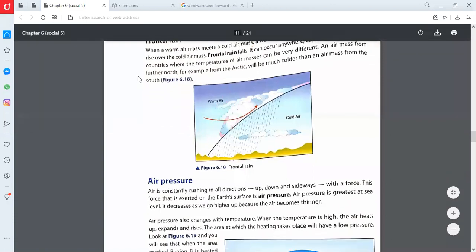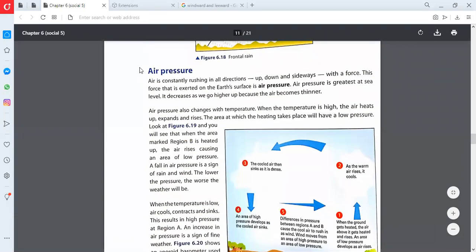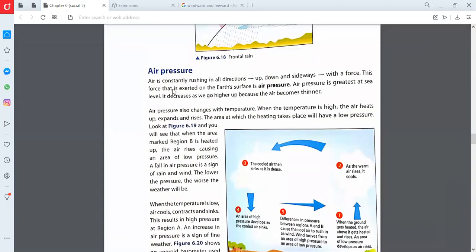Okay, so we are moving towards the air pressure. As I told you, the air pressure. Okay, we will read this and then we will discuss what that means. Yes, Mohammad Yahya, can you read the first paragraph?